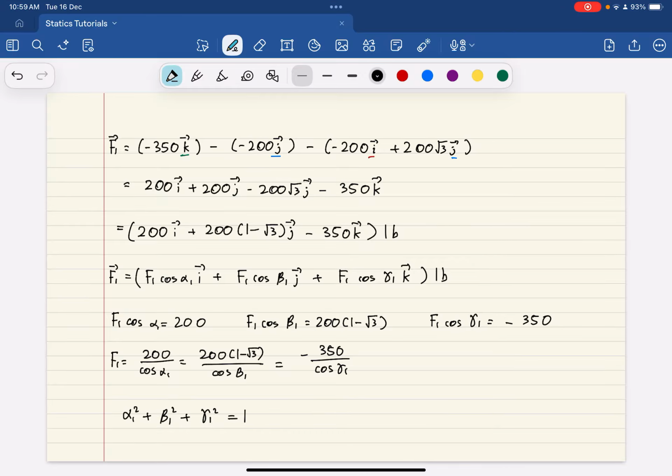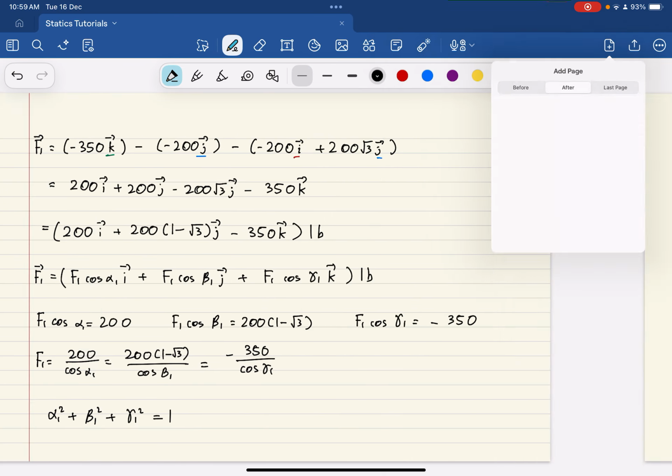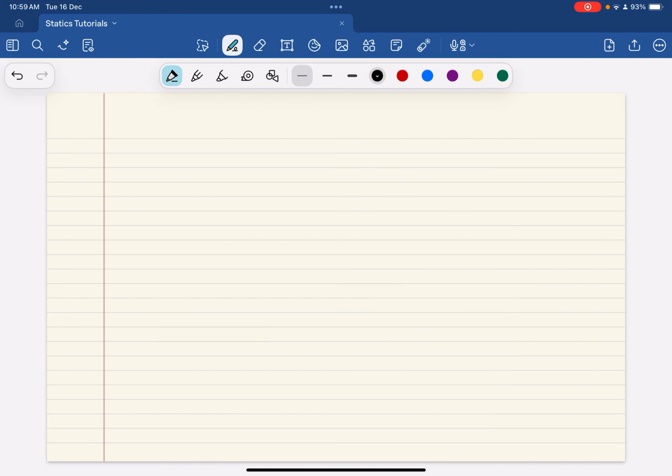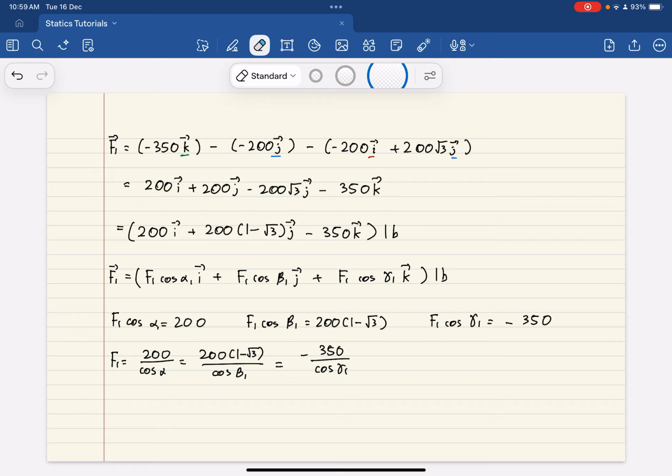Actually, wait, I realize there's a much better way to solve this problem. Yes, this is correct. All the stuff I said earlier is correct actually. But the far easier way is that we can easily find the magnitude of F1 itself, which is very straightforward. It's just the magnitude of the F1 vector, and that'll give us the answer straight away. So we don't have to go to all this trouble.